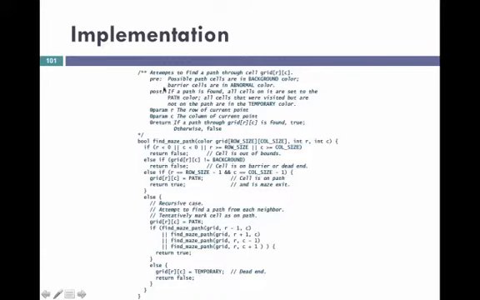Now find maze path. The precondition is that possible path cells are in background color and barriers are abnormal. And the postcondition is that if a path is found, then all cells on it are set to the path color. And all cells that were visited but are not on the path are in the temporary color. R and C point to a single element in our maze. And if a path through this grid is found, we return true, otherwise false. So we have a Boolean result.